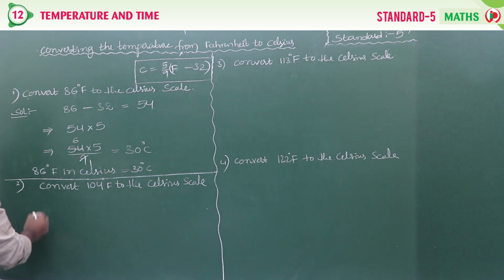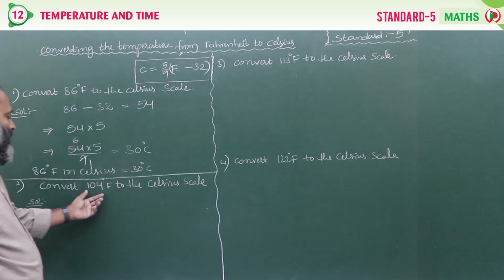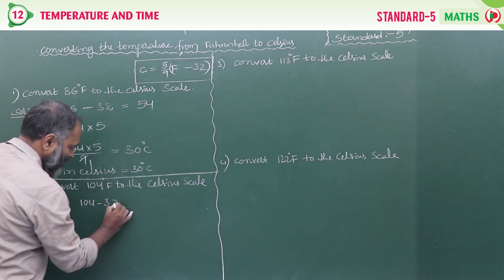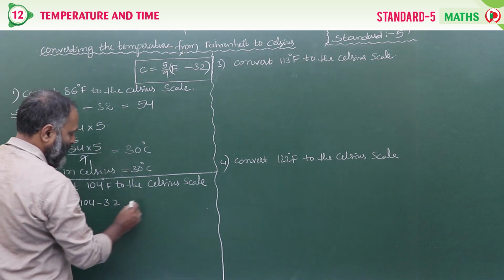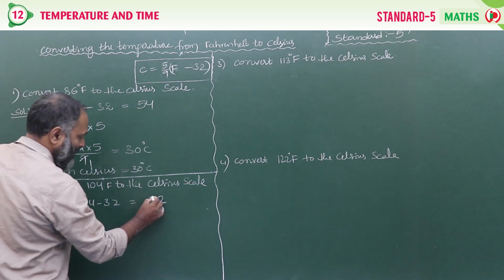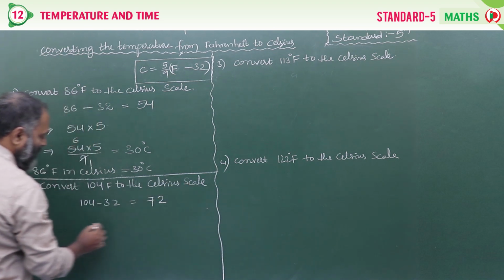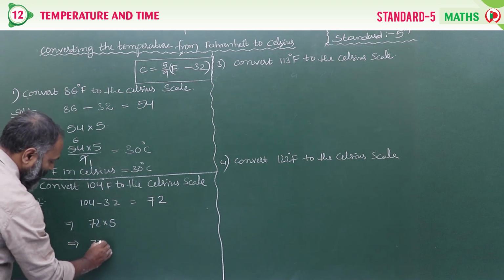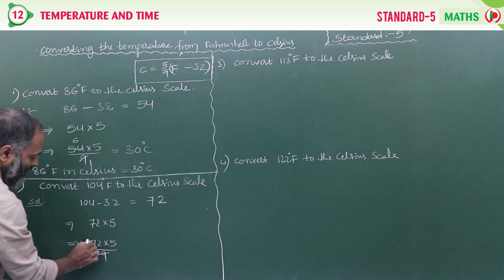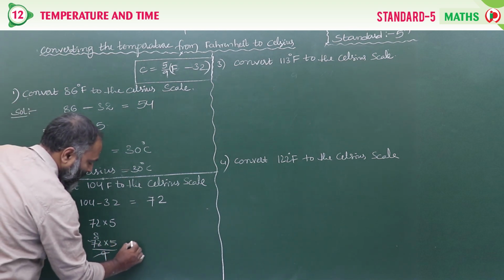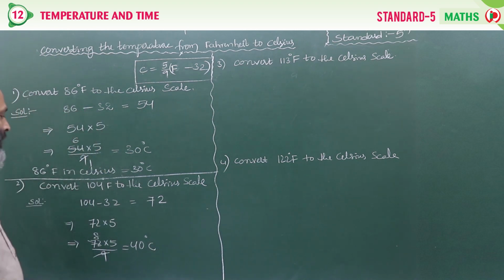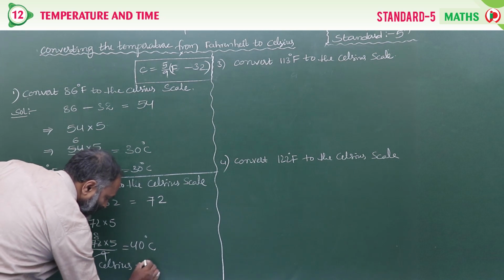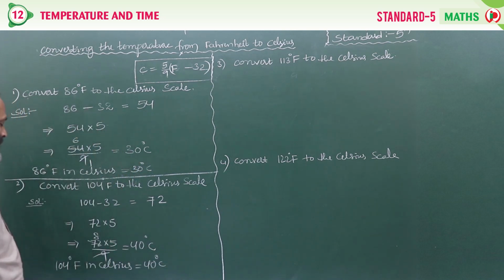Okay, now the next. In the second one also, the same pattern: whatever the given Fahrenheit, from that we subtract 32. That is 104 minus 32. 4 minus 2 is 2 and 10 minus 3 is 7. 72. This 72 is multiplied by 5, and this product is divided by 9. 9 8s are 72. Now 8 and 5: 8 5s are 40. So 104 degrees Fahrenheit in Celsius is 40 degrees Celsius.